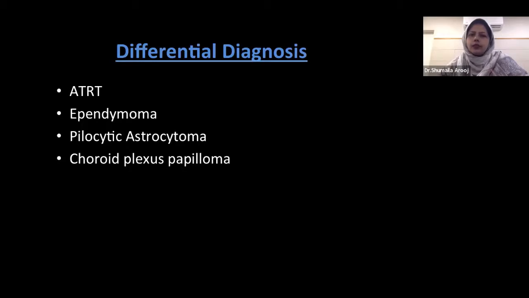And then we came to the differentials, and the differentials include atypical rhabdoid teratoid tumors, ependymoma, pilocytic astrocytoma, and choroid plexus papilloma. Few of these lesions are in the cerebellum, and we already saw in our slide that medulloblastoma can also have a cerebellar variety, and few of the lesions are in the line of the fourth ventricle, and medulloblastoma can also be in the fourth ventricle.